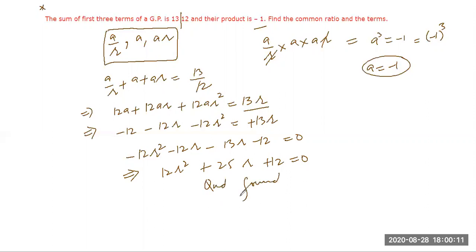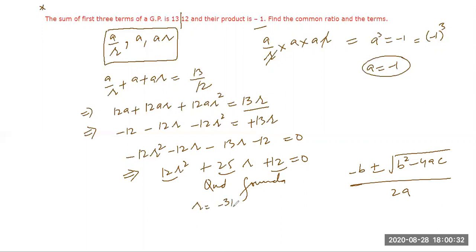Now you apply the quadratic formula. Hope you remember, guys, the quadratic formula: minus b plus minus root of b square minus 4ac, divided by 2a. This is your a, b, c. So once you do it, students, very easily you get R is equal to minus 3 by 4 or minus 4 by 3. It's a quadratic equation. Quadratic equation means two roots. It's an equation in R, the variable is R. R will have two roots. So you get the value for R.